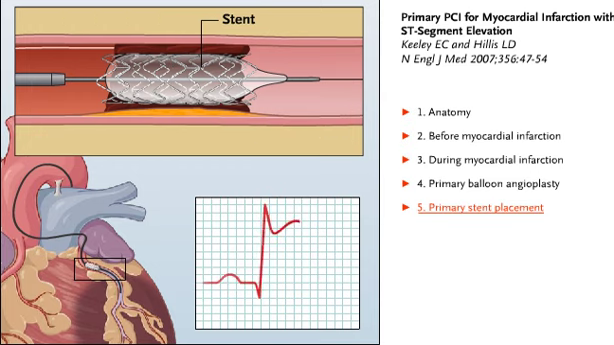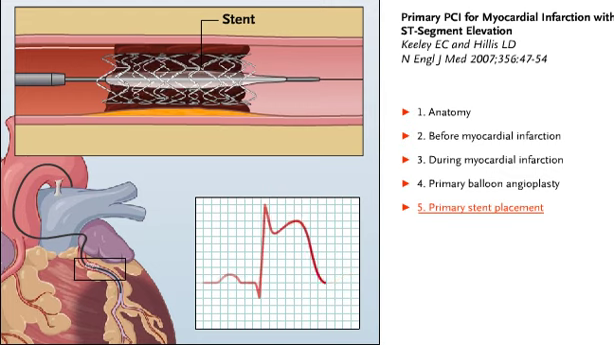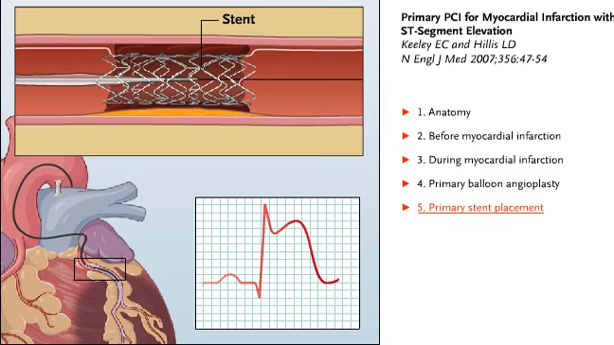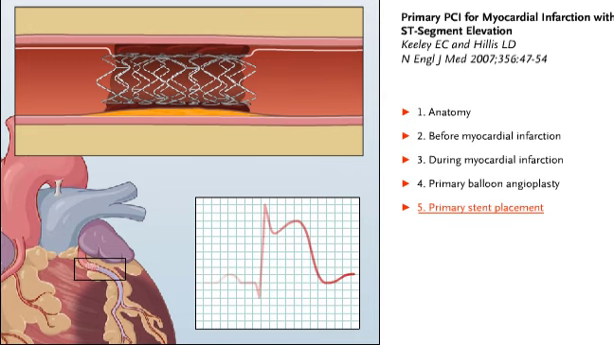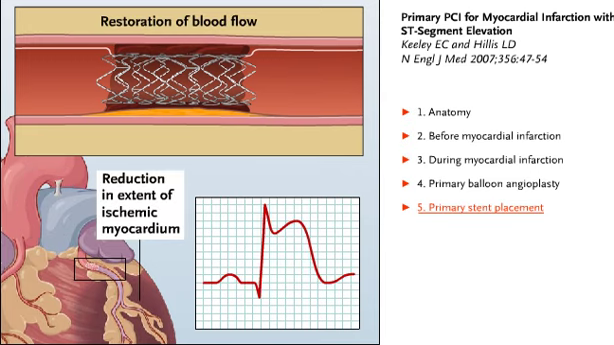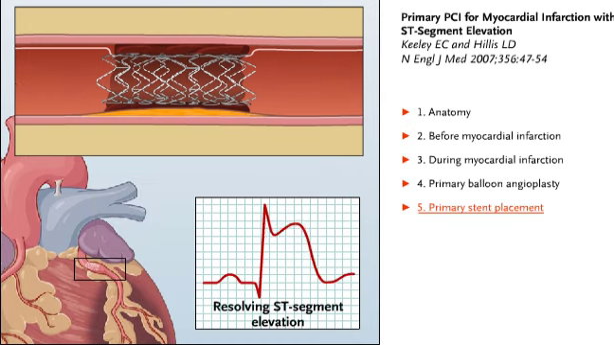The balloon is then deflated and retracted. The now expanded metal stent remains in place. Coronary arterial blood flow is restored, thereby relieving the ischemia. The ST segment elevation begins to resolve.